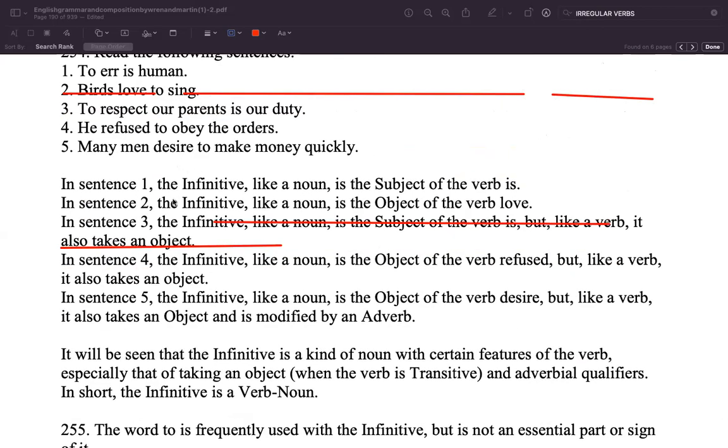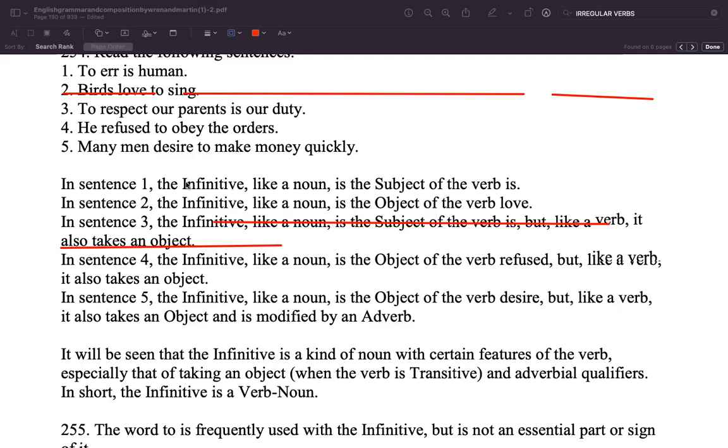So, wait a minute. Hello. हाँ, नहीं, सुनिए.